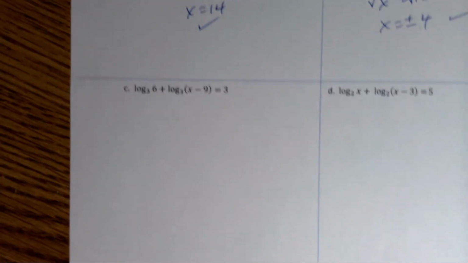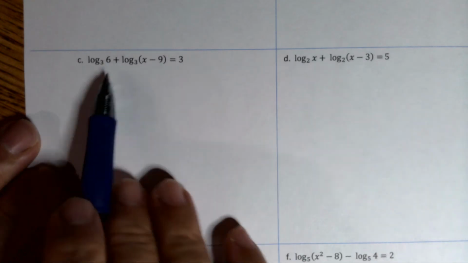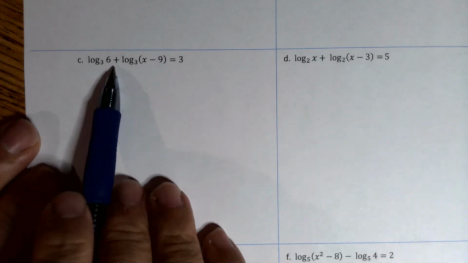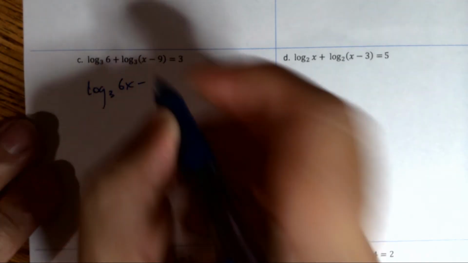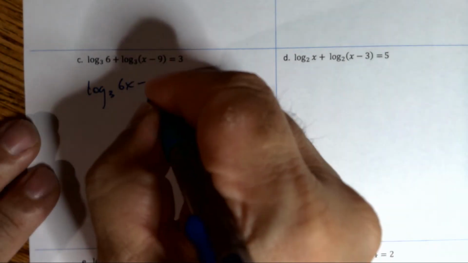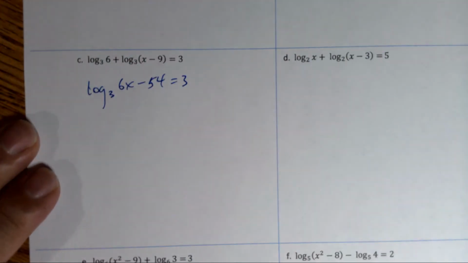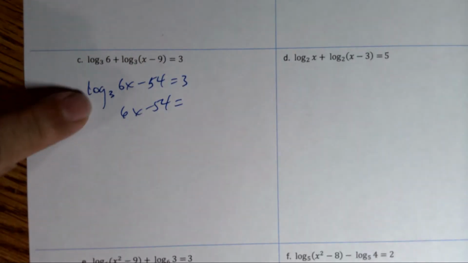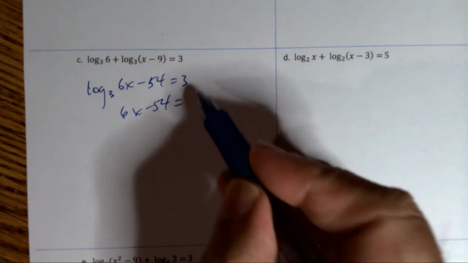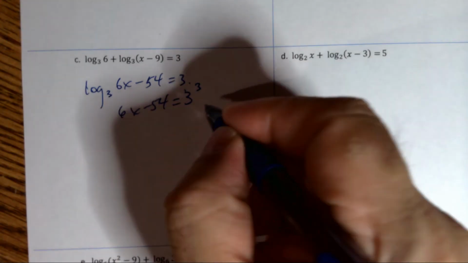Going on to C. Again, I got 2 logs over here, so I got to combine them into 1. This time it's addition, so that means you're going to multiply the arguments. So it's going to be log base 3 of 6 times x, which is 6x, and 6 times 9 is 54. And just copy the equals 3. So I'm going to say 6x minus 54 equals, I'm going to take the base, which is 3, and raise it to this power. So it's 3 to the third, and 3 to the third is 27.